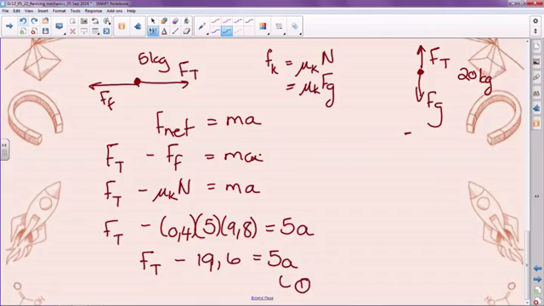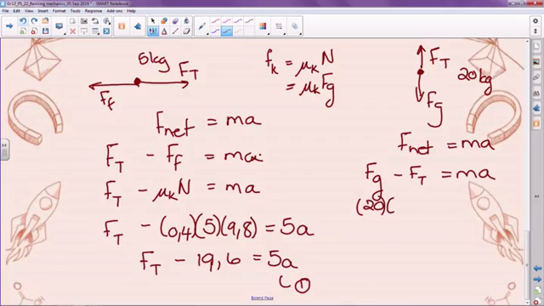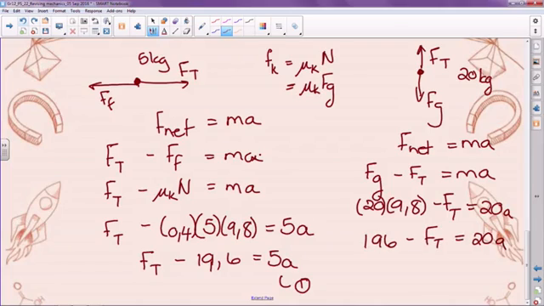Now we look at the 20 kilogram and we do the same thing. So F net equals ma. This time Fg is bigger than Ft because the 20 kilogram is going to accelerate downwards. So Fg is going to be 20 kilograms times 9,8 minus Ft equals 20a. So that gives me 196 minus Ft equals 20a. Now, grade 12s, in terms of your science, is done. That is the science. Out of the 5 marks, 3 to 4 marks here. Lots of little bits and pieces, but it's all here.